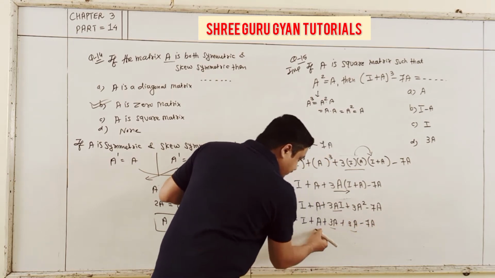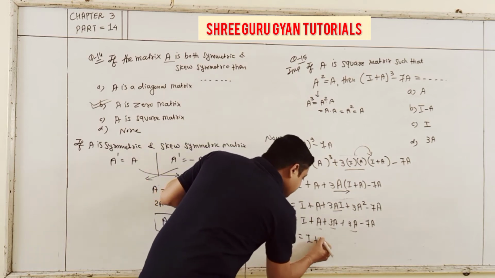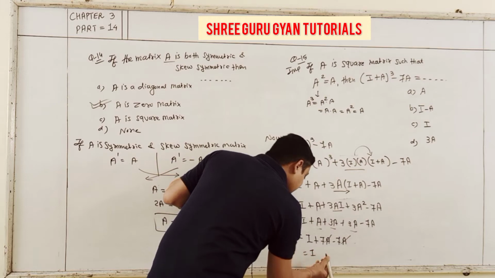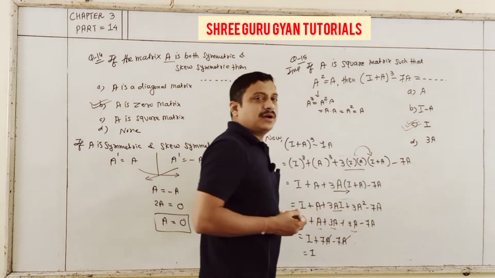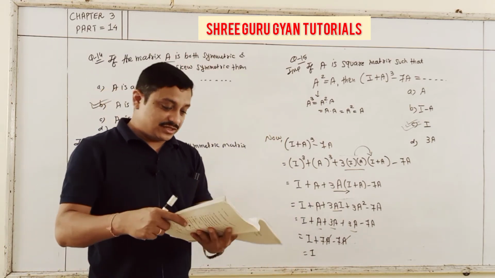This totally 3, 3, 6 and 7a. So I plus 7a minus 7a, which is exactly I, and that's your simple to simple answer, students. And here our exercise is done, students.